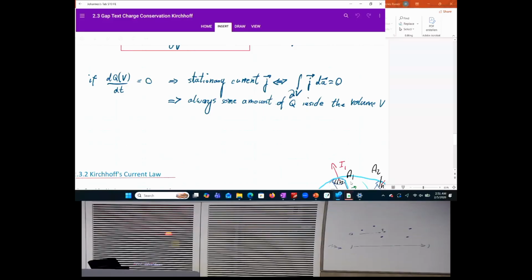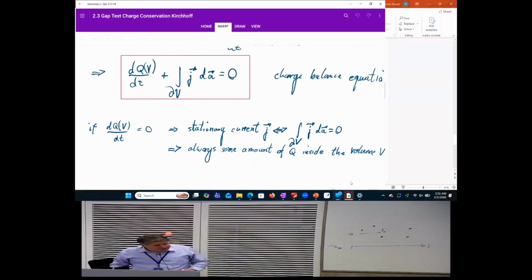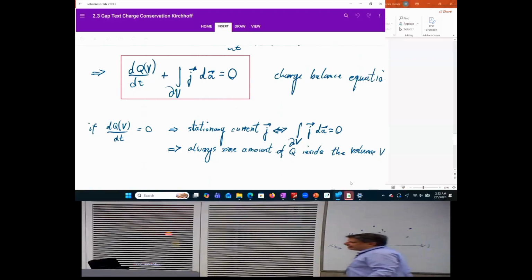This is not necessarily always the case in other scenarios, but for us it will always be the case because we are looking at stationary currents. Otherwise, if it is not, then it is not stationary anymore. However, this balance equation is always true, no matter whether you're in the stationary or non-stationary scenario. It has to hold true.